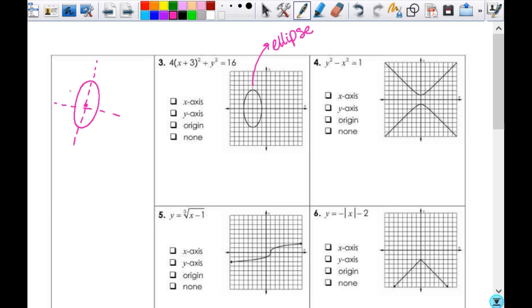But does it have origin symmetry? No, because the center of rotation isn't the origin, right? It has rotational symmetry, but I don't care. Which one of these two does it actually have? X-axis. Okay, so this has just the x-axis symmetry. All right, and so for x-axis, what do I replace? The y. Okay, so this is 4 times (x plus 3) squared plus negative y squared equals 16.